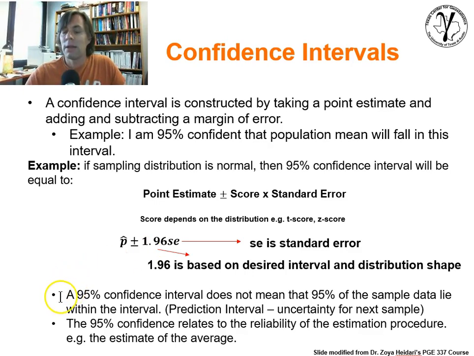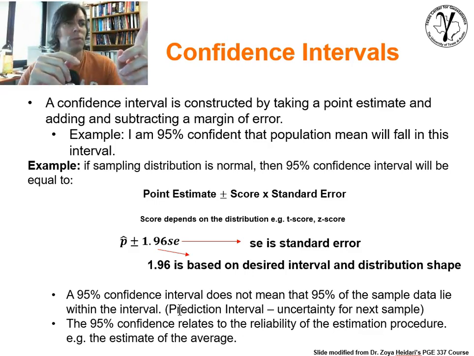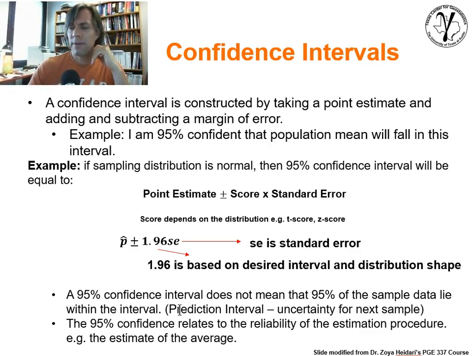Now, one thing that we've got to clear up right away is that a 95% confidence interval does not mean that there's a 95% chance that a sample data point lies within an interval. We can't say the confidence interval in the mean porosity is between 12% and 16%, and then say I expect the very next well or the very next sample of porosity to be between there. No, that would be a prediction interval. If you're talking about the interval for a next sample, that's a prediction interval. That's the uncertainty in the next sample.